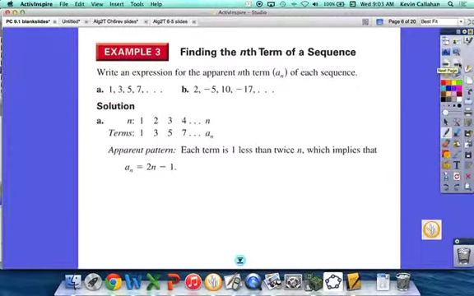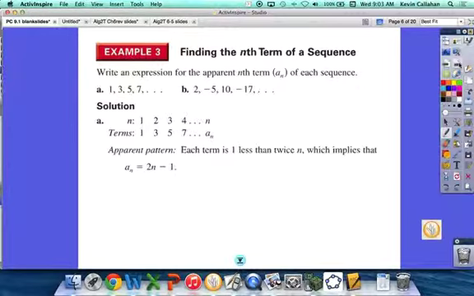Okay. Write an expression for the apparent nth term of each sequence. And this is a little bit of guesswork that we wouldn't have to do in the next lesson, because when you see the pattern, we've got a way to figure out the formula. But here, they're just expecting you to see the pattern and figure out how you could represent it with an expression which has n in it.